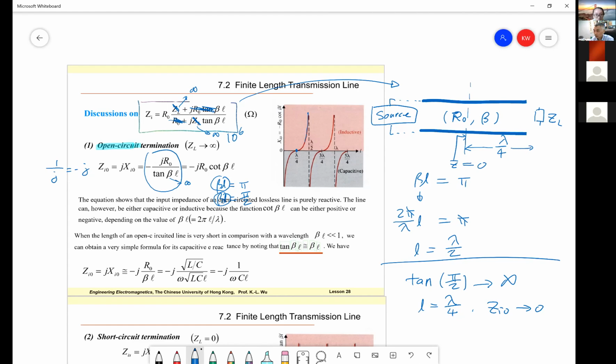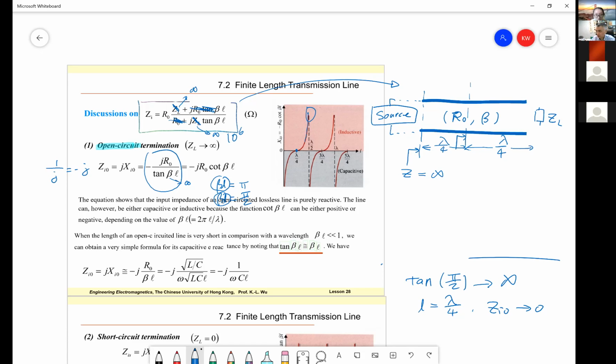This equals 0. But if you move away to observe the impedance, looking from this side, another quarter wavelength, then this impedance, according to this, equals infinity. So different locations will have different impedance. This is for open circuit.